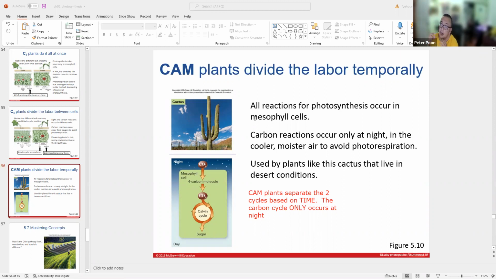You hold the Calvin cycle steady, and at night you open up the pores, release the oxygen, take in the carbon dioxide, and do the Calvin cycle in the dark. That way there's very little oxygen inside the cells at that time.